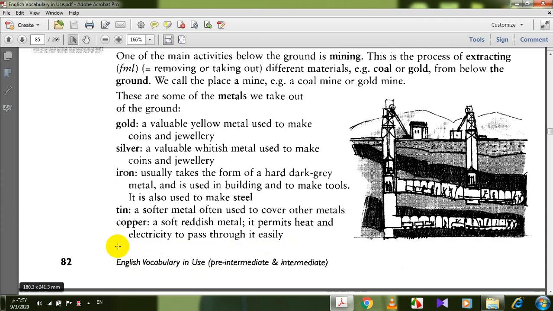This is iron, okay? Tin, a softer metal often used to cover other materials or metals, okay? Tin. Copper, a soft reddish metal. It permits heat and electricity to pass through it easily.